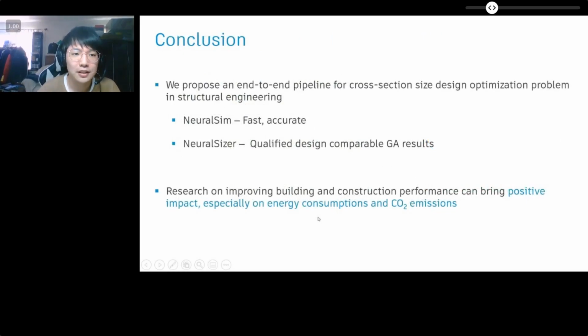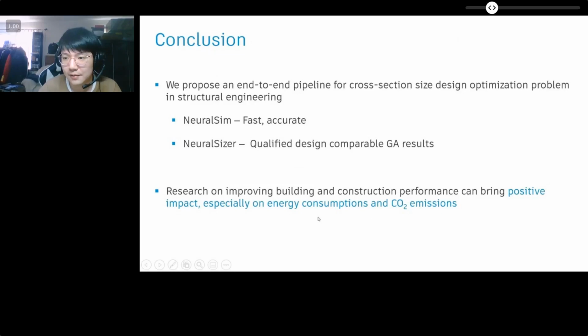So in conclusion, we propose an end-to-end learning pipeline for the cross-section size design optimization problem in structural engineering. We train two models. One is NeuroSim, which acts as a surrogate model for structural simulation software, and it is fast and accurate. And another model we train is NeuroSizer, which produces a qualified design comparable to GA results.